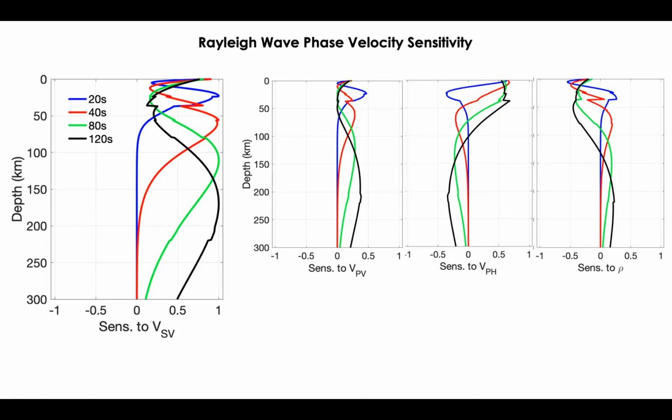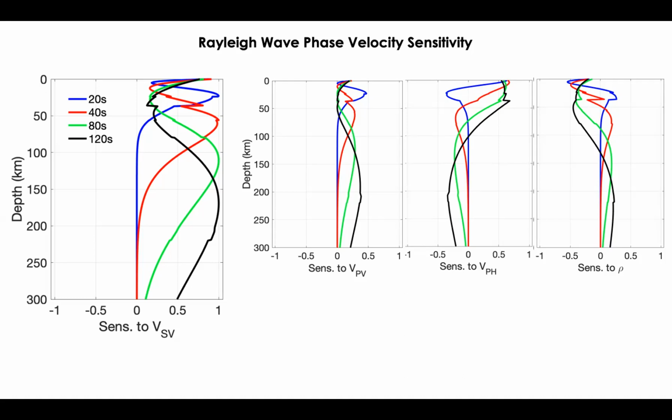The figures on the right show the sensitivity of Rayleigh wave phase velocity to the speeds of horizontally and vertically traveling P waves and also density. They're normalized by the same factor as on the left. And one of the challenges of working with Rayleigh wave phase velocity is that these other sensitivities, while not as large as the VSV sensitivity, are also not zero or entirely negligible either. So when solving for shear wave speed, most studies impose assumptions about how VP and density scale to VS.